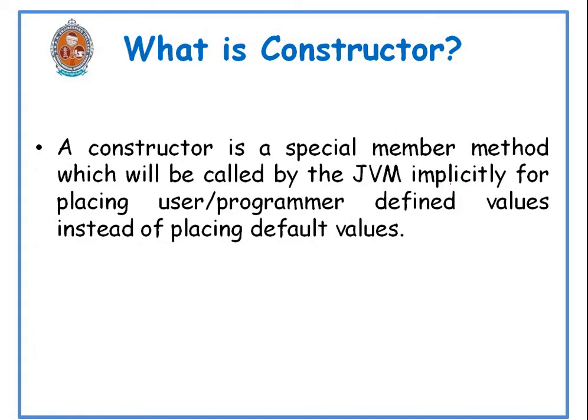So what is a constructor? A constructor is a special member method. It is called by the JVM implicitly for placing programmer defined values instead of placing default values. So the main job of a constructor is placing our own values instead of the default values placed by the JVM. Why can we say that it is a special member method? Because the constructor takes the same name as the class name. That is why we can say that the constructor is a special member method, and it is called by the JVM automatically whenever we are creating the object. So the main job of a constructor is initialization.